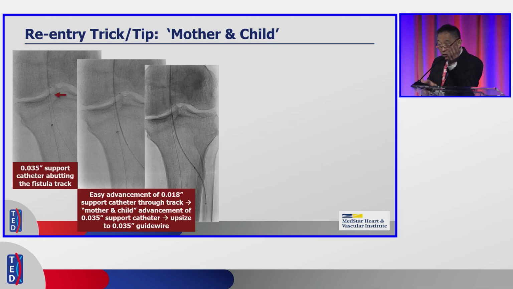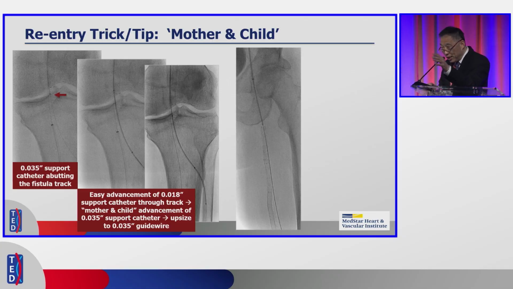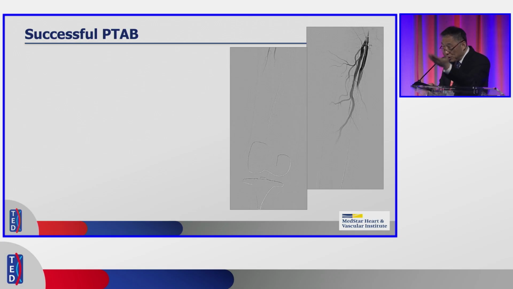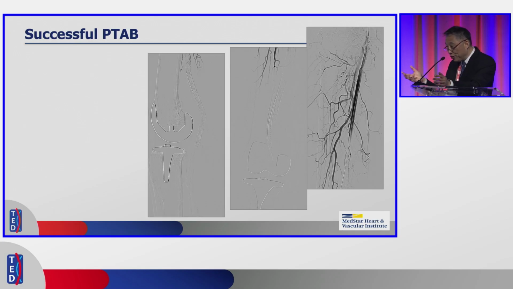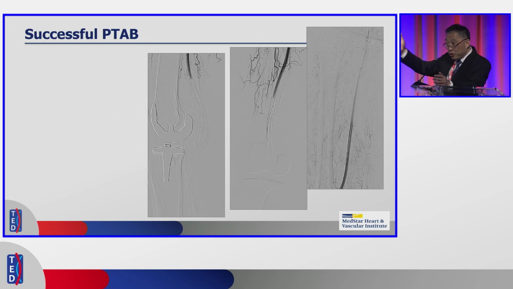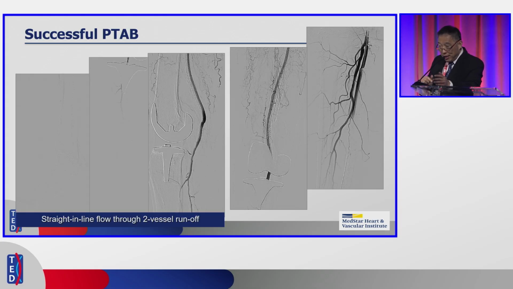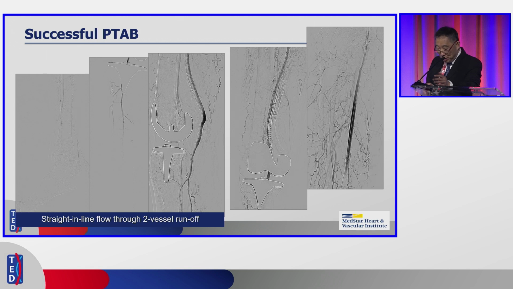Then when that flies in, all you have to do is advance the 035 in, then change to the 035 wire. So it saves you a lot of time, a lot of the steps that we're doing. Then with that, you advance the stent graft in, and then you deploy it, and you have a very, very good recreation of the SFA to the pop. Then in this case, you have a 2-vessel runoff, no problem.